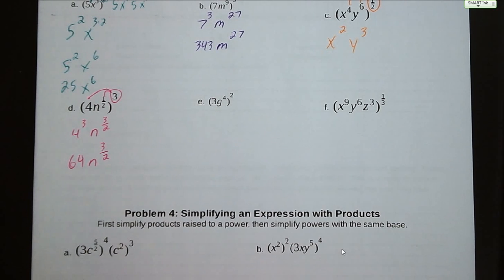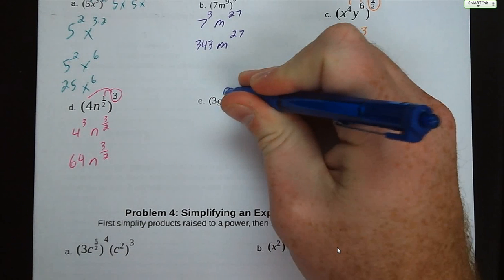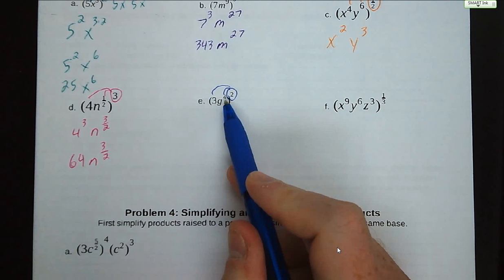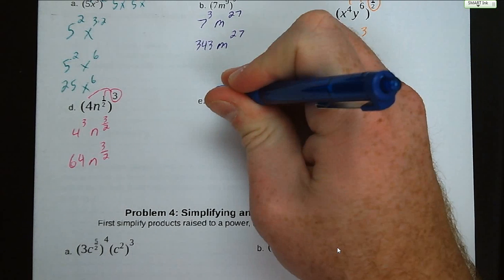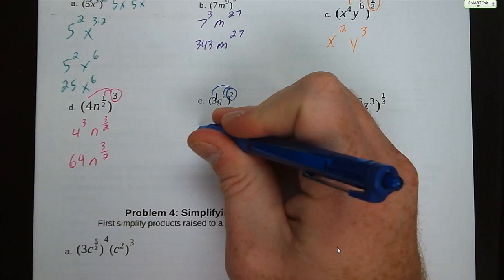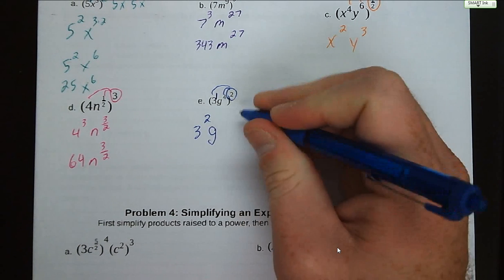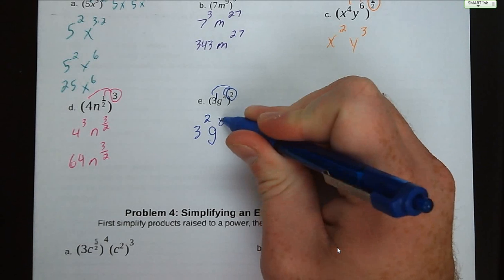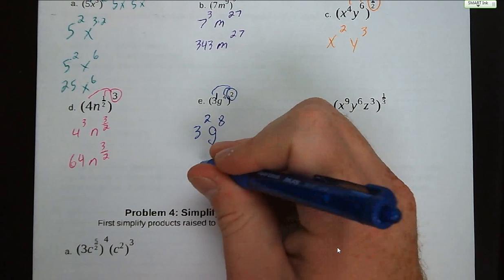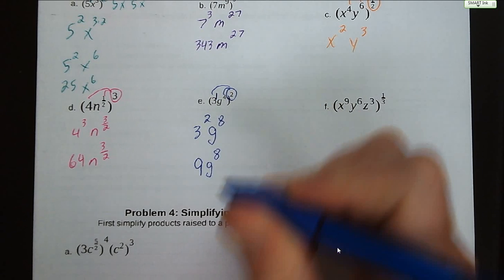Letter E. We have an exponent of 2 that's being applied to the 4. And remember, there's an imaginary exponent of 1 on the 3. So we have 3 squared. g to the 4 times 2 is 8. 3 squared is 9. g to the 8th power.